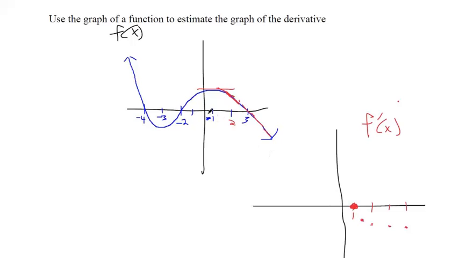How about x equals 0? So 0 in the original function. If I was to draw a tangent line, it's pretty weak. It's positive though. I'm increasing 1 to the right 2, it looks like. So at x equals 0, I have a slightly positive slope. I'll just guess that it's 1/2.